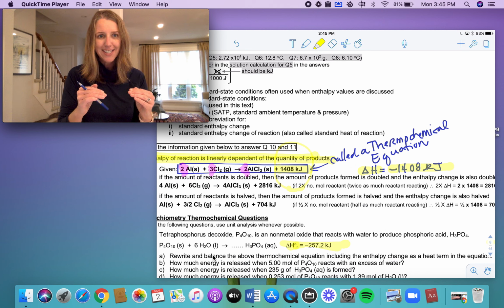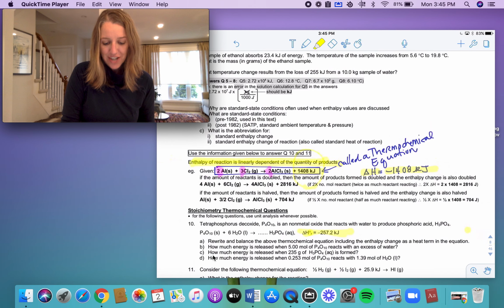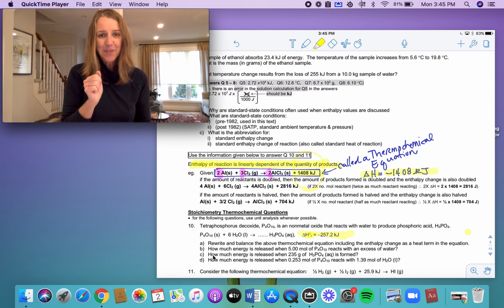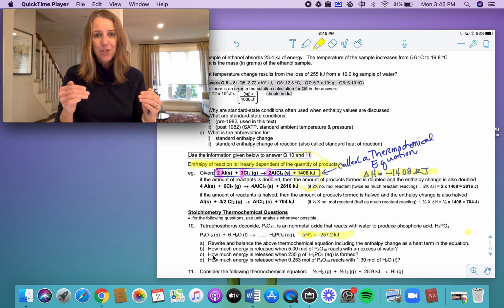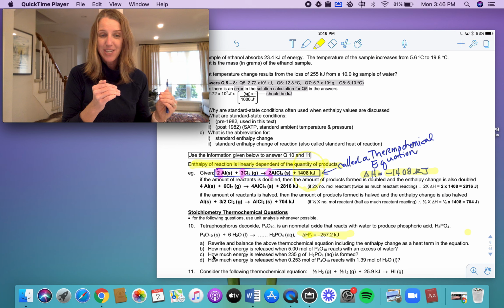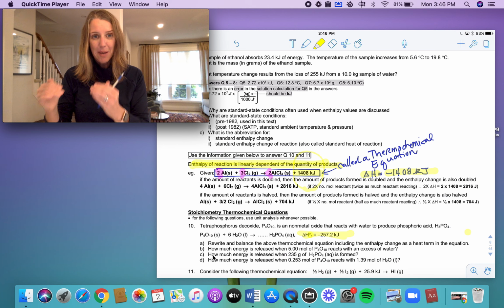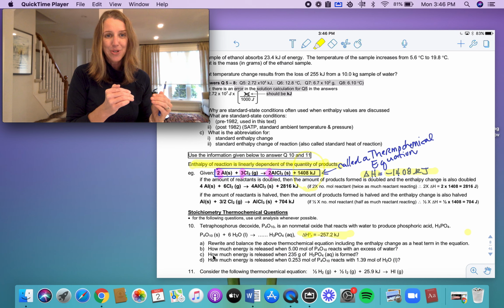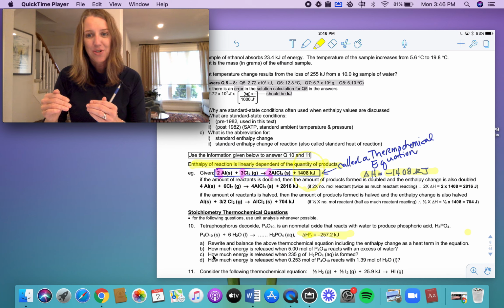Okay, so that's a bit of the setup. Now what do we do with that information? Well, you would read it as such. 2 moles of aluminum reacting with 3 moles of chlorine gives me 2 moles of aluminum chloride. In that ratio, 2 to 3 to 2, it produces 1,408 kilojoules of energy. What if the amount of the reactant was doubled? Well, here is where you take the energy and you double it. If it was halved, what would you do? You would halve the amount of energy, okay?